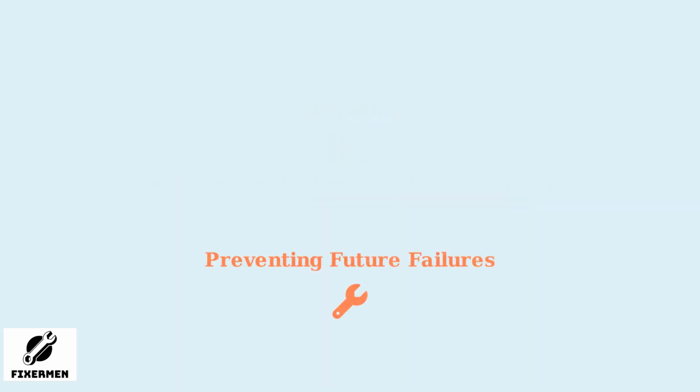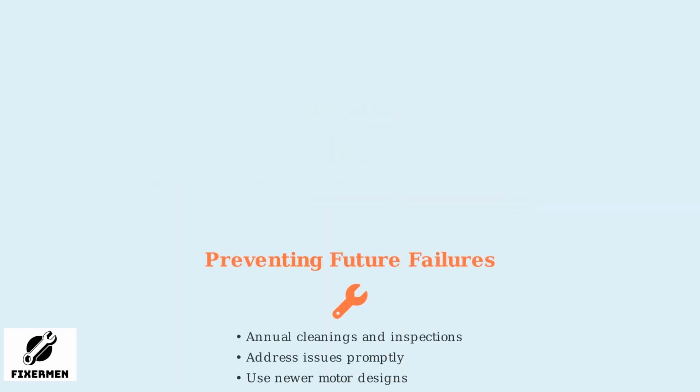To prevent future failures, implement preventative maintenance, including annual cleanings and inspections, addressing issues promptly, using newer motor designs, and scheduling professional tune-ups at least twice yearly. Regular maintenance can reduce occurrences by up to 50% and ensure efficient operation.